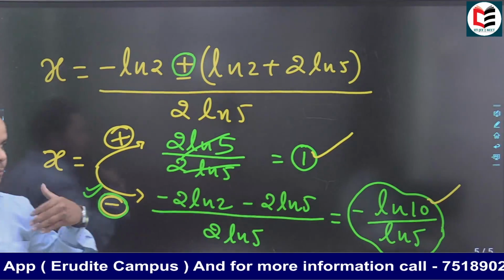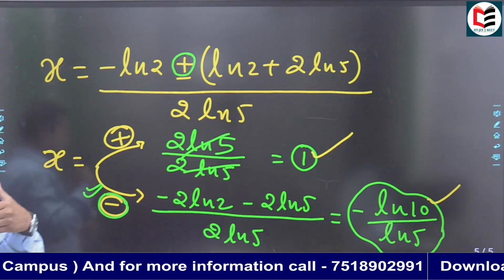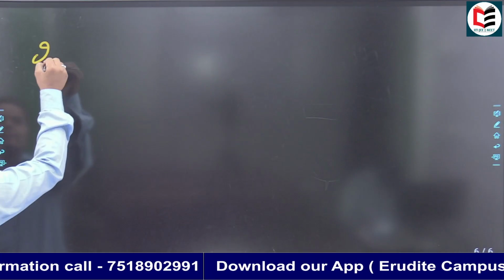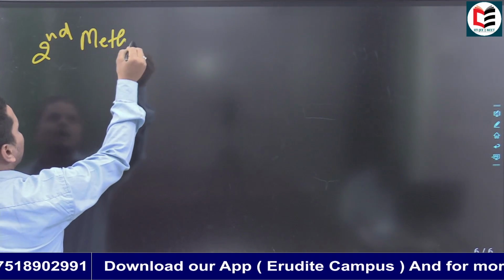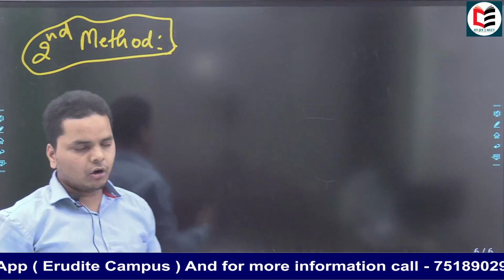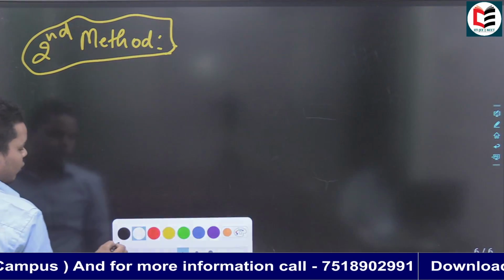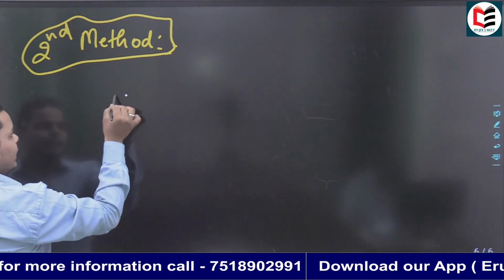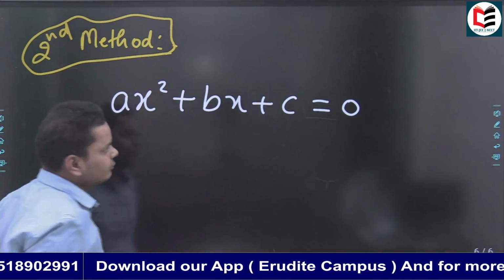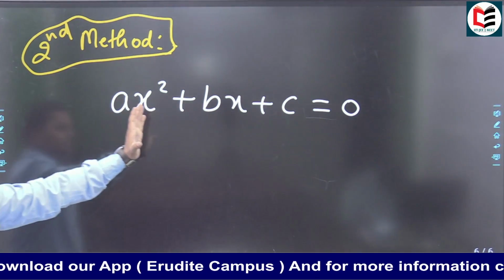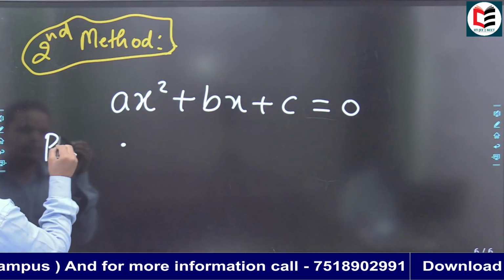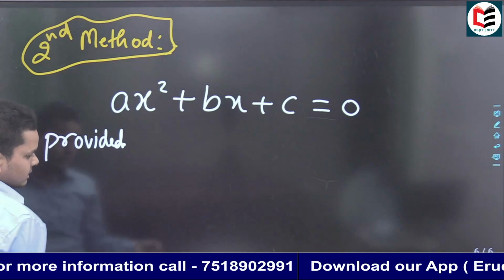But there are some more ways of finding the solution. We will discuss it now. This is the second method, how we can find the solution of that equation within seconds. First of all, for the quadratic equation ax² + bx + c = 0, there is a shortcut method.